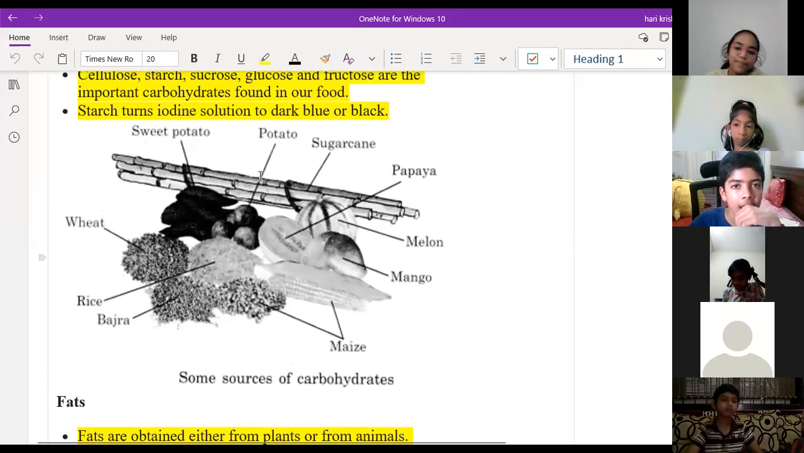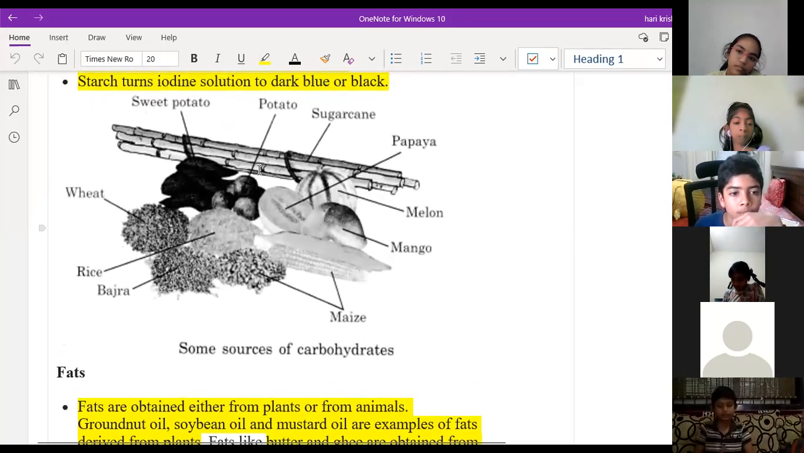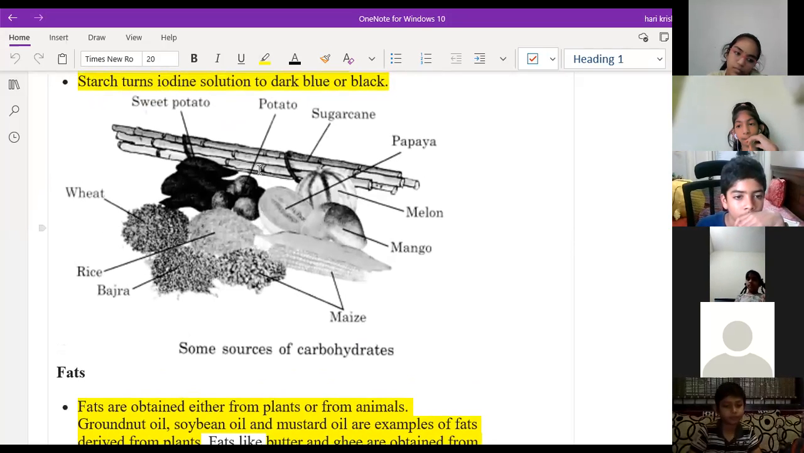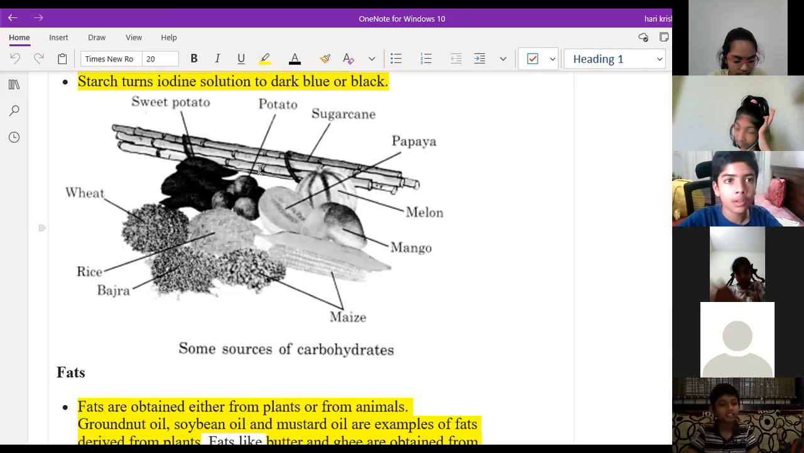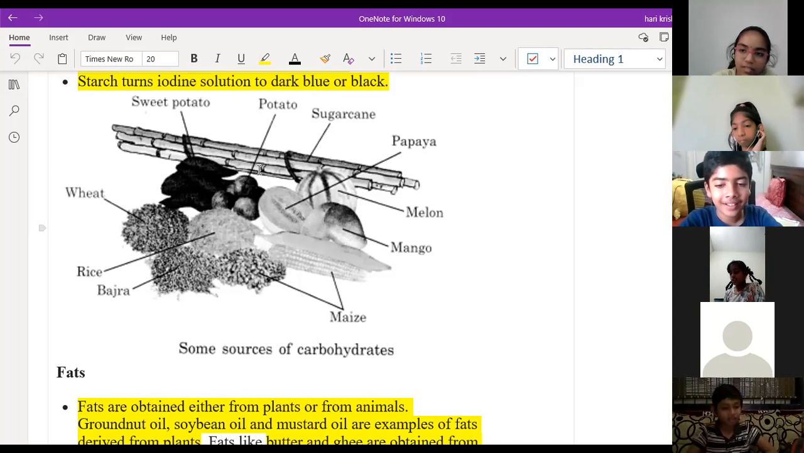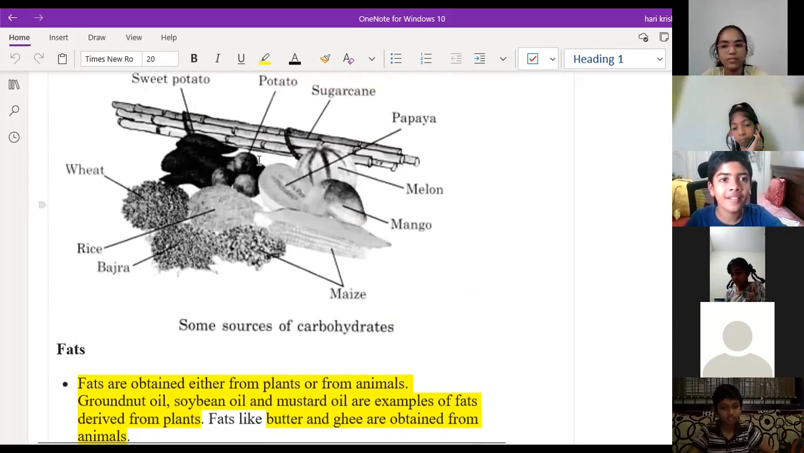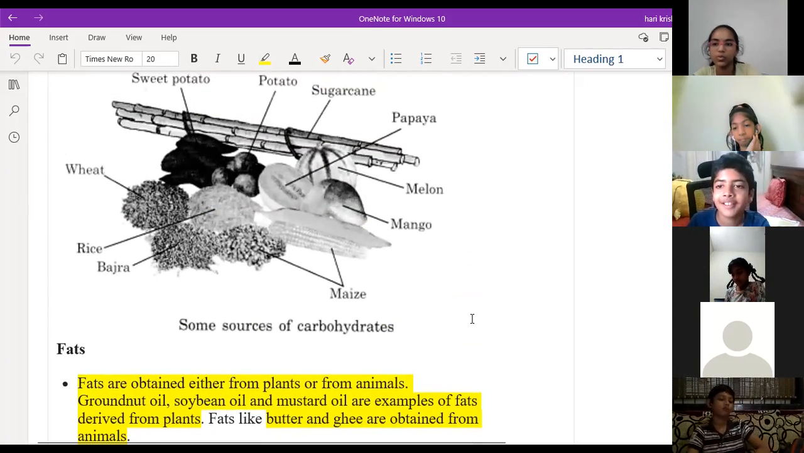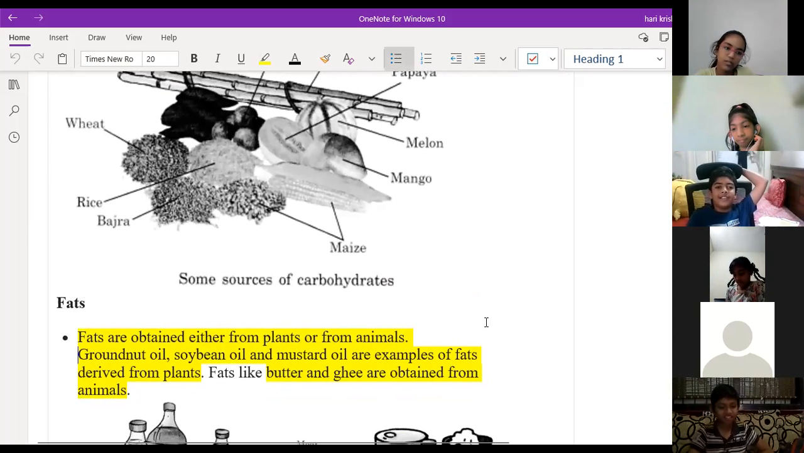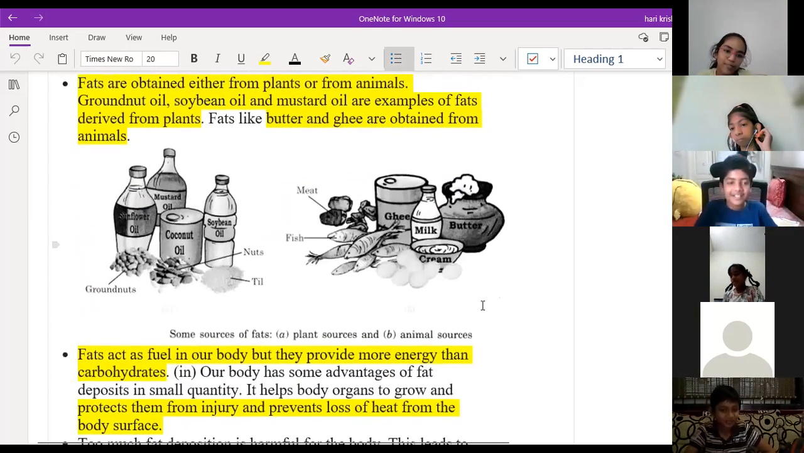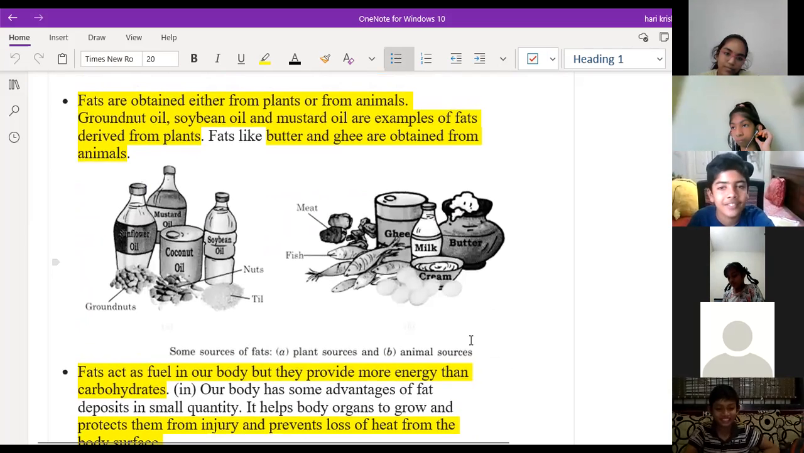Yes, sir. These are the different sources of carbohydrates as we already discussed in the last class. And I asked you to do the sprouting also. Have you done that sprouting? Nobody has sent me a picture after doing that. Sir, whenever we see food, we just eat it.